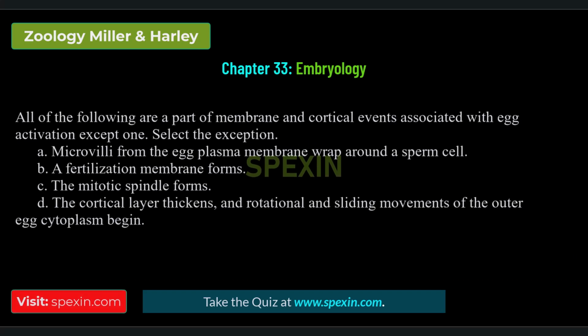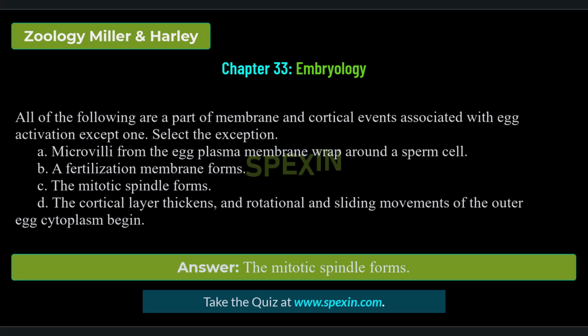All of the following are a part of membrane and cortical events associated with egg activation except one. Select the exception. A. Microvilli from the egg plasma membrane wrap around a sperm cell. B. A fertilization membrane forms. C. The mitotic spindle forms. D. The cortical layer thickens, and rotational and sliding movements of the outer egg cytoplasm begin. Correct answer: the mitotic spindle forms.